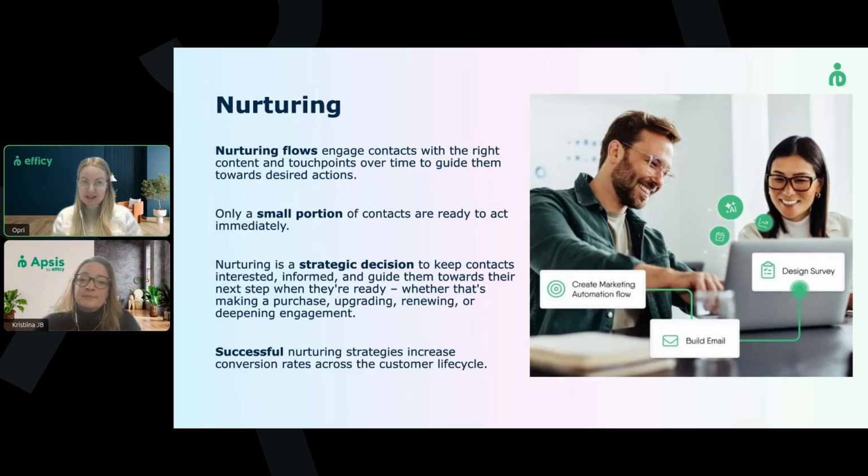Why we do this is because only a portion of contacts are actually ready to act immediately, meaning that you cannot make them purchase something right away. When we are looking at some of the statistics, we are looking at 25%, which is, in my opinion, quite high, but only 25% is ready to buy right away. So that means that you need to have different types of actions to be able to nurture those contacts and drive them to the decisions that you want them to make.